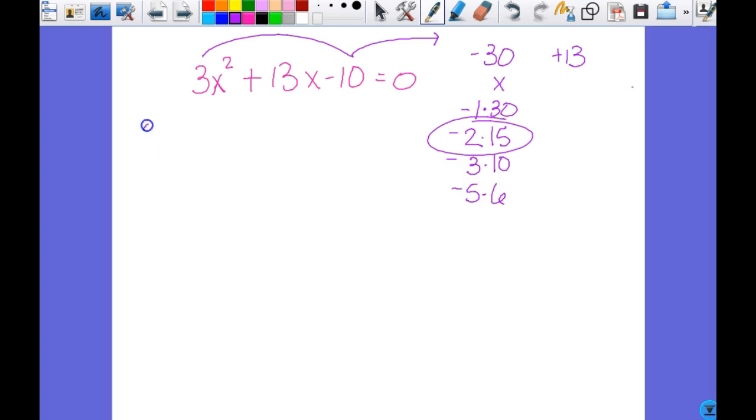So that means I'm going to take this, and I still have 3x squared, but I'm breaking up this 13x. And I'm going to do plus 15x minus 2x minus 10 equals 0. So you can notice right here, I have not changed the value. I have just changed the way it looks. We all good? So this is called factoring by grouping.